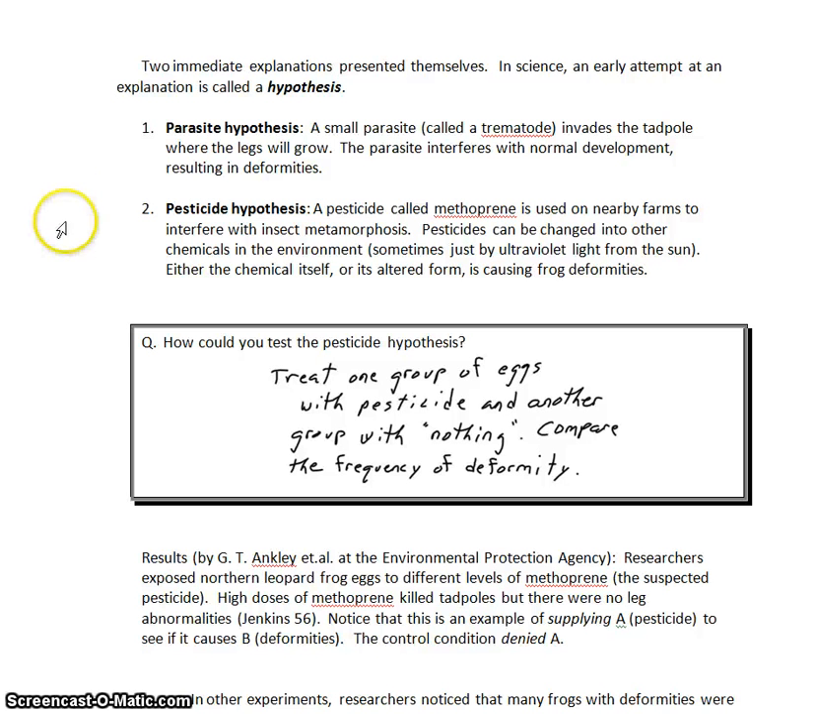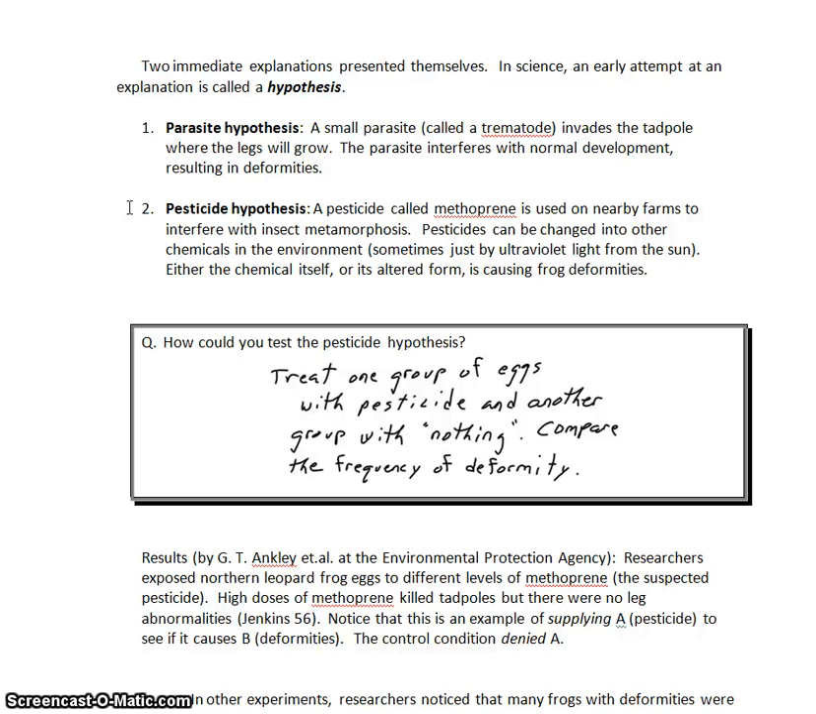Okay, well, we're going to follow up on two possibilities. One we're going to call the parasite hypothesis. And in this view, a small parasite called a trematode invades the tadpole where the legs will grow. The parasite interferes with normal development, resulting in deformities. So for this hypothesis, the idea is that there are parasites in the ponds where the frogs are hatching out, and these parasites can dig into the tadpoles, and as the parasites are in there living and reproducing, they're causing abnormalities in development.